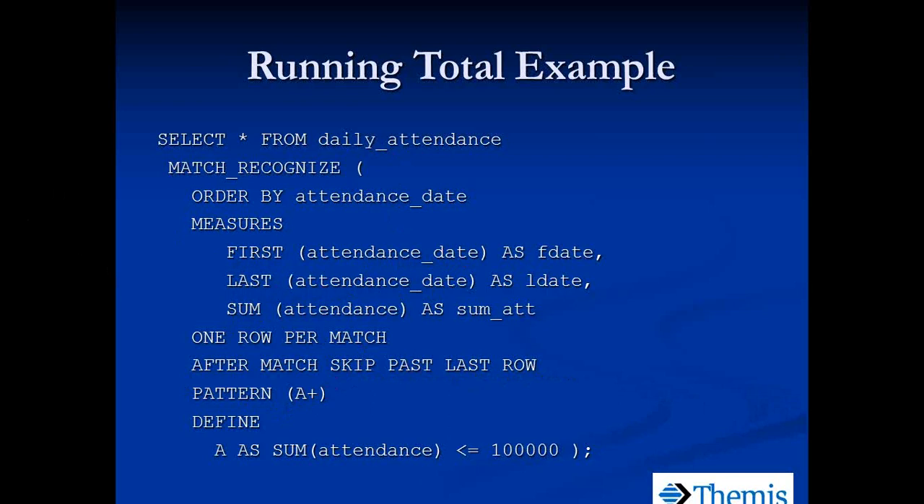Okay, and you can see down here in the define what I'm defining A as. A is the sum of the attendance as long as it's less than or equal to 100,000. Now, we look at this and we say, okay, that looks great. Let's look at the output.